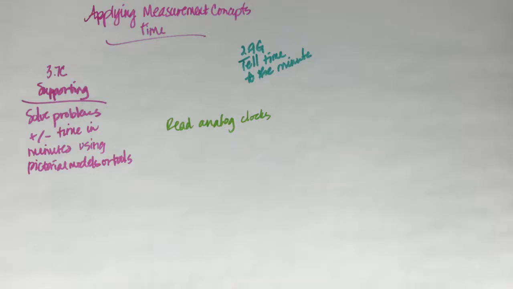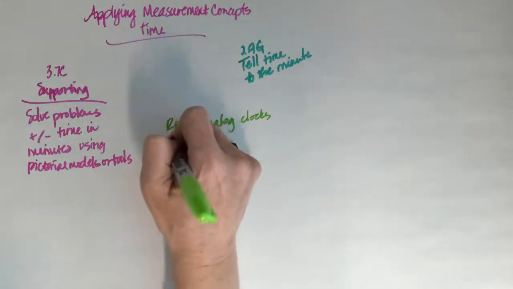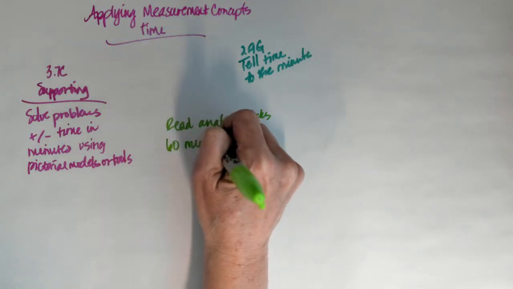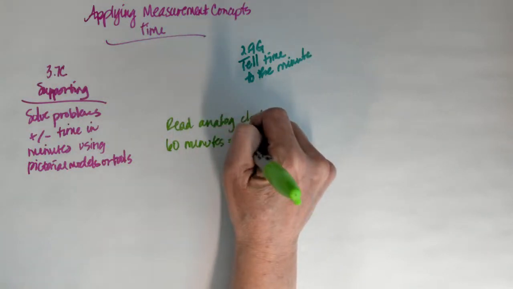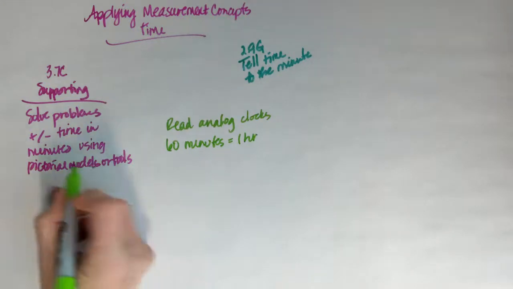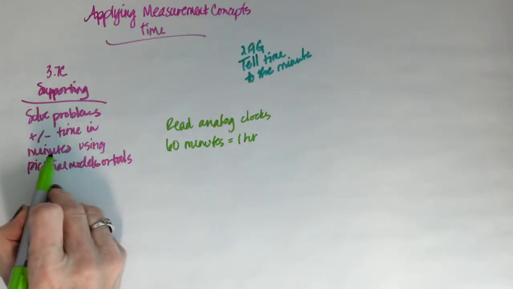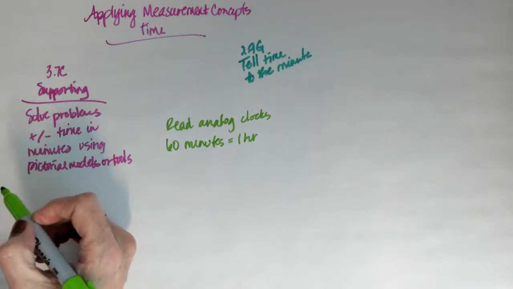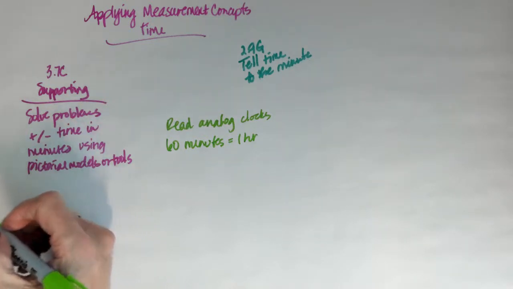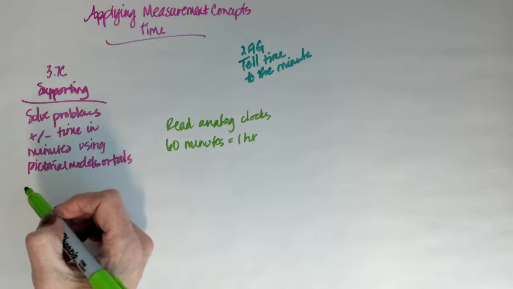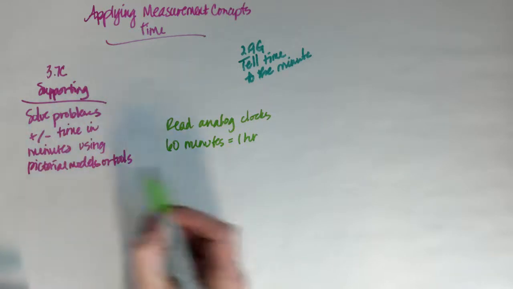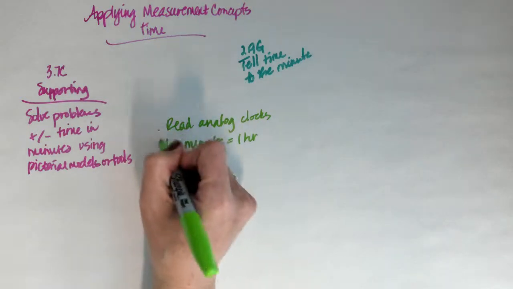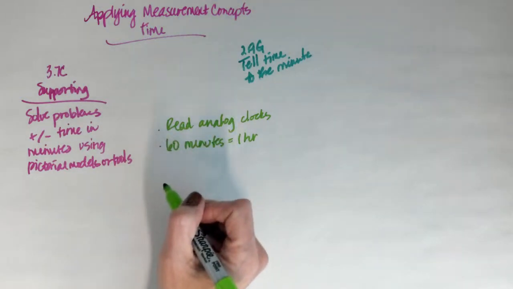So they have to be able to read analog clocks. They have to know that 60 minutes is an hour. Now, the reason they need to know that is if I'm adding and subtracting time in minutes, I need to know that if I add 30 minutes plus 45 minutes, it's 1 hour and 15 minutes. It's 75 minutes, but 60 minutes of that makes up 1 hour. So that's another important thing students need to know.